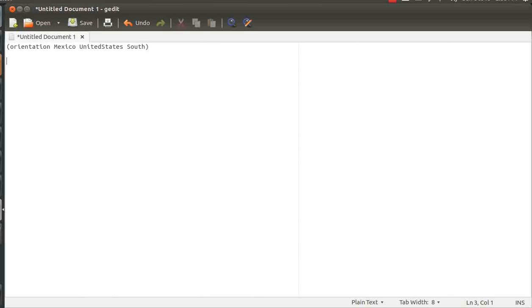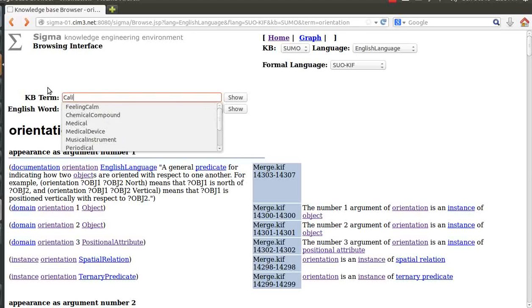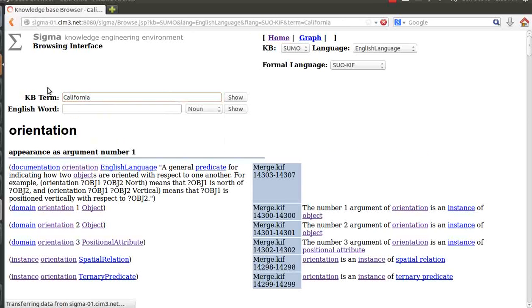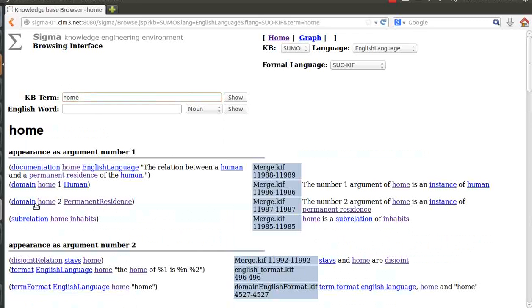How about Adam lives in California? So let's do the same kind of inventory. Let's check on California. That should be an easy one. Great, SUMO has California by the name that we expect. And lives in. I happen to know that the term we want is home. That reflects one's permanent residence. So we have a human has a permanent residence. Let's see what a permanent residence is.